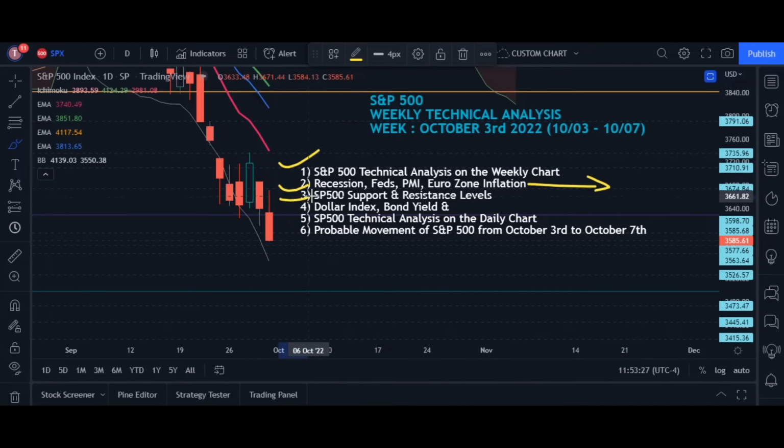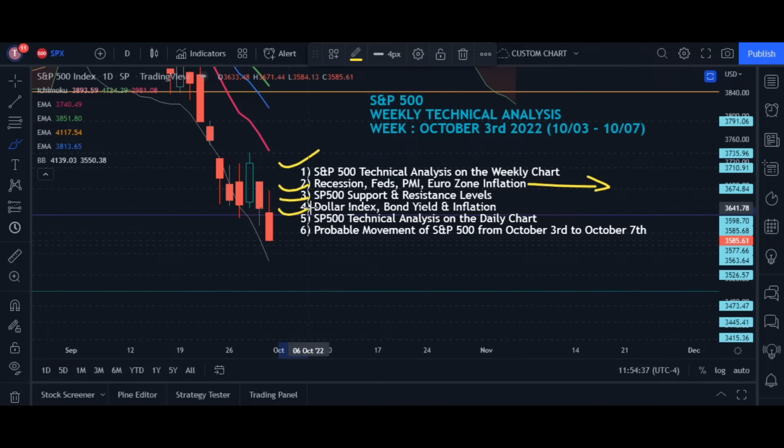Then I will give you the support and resistance levels for the S&P 500. And guys, once again, these support and resistance levels are not the usual levels that you can find anywhere else. I've calculated and did a lot of research to find them, and that is the reason if I say 3585, it means 3585. When I say 3675, it means 3675. So if you are following only and only my support and resistance levels, then also you can make money.